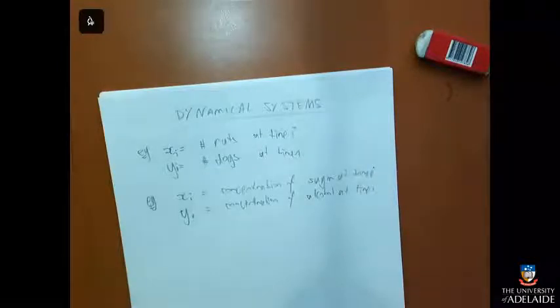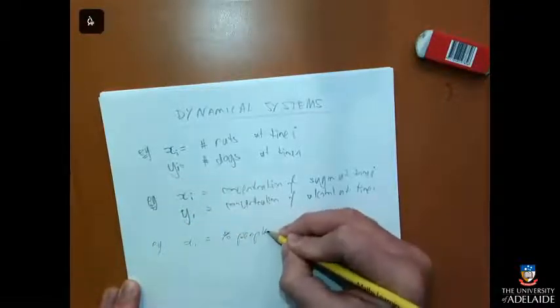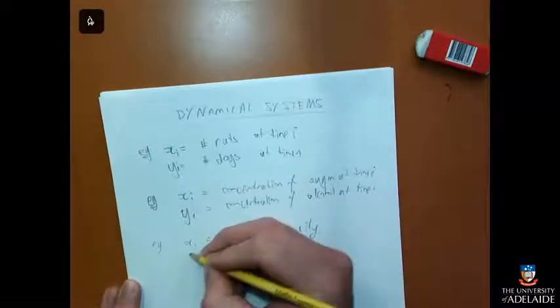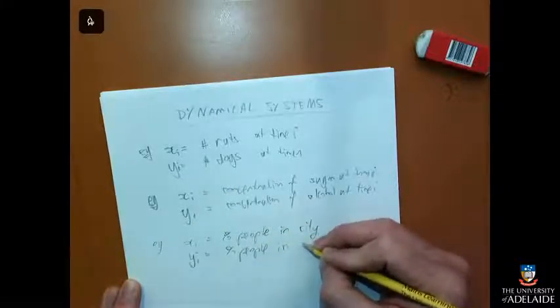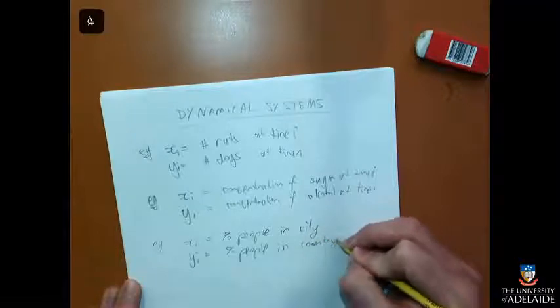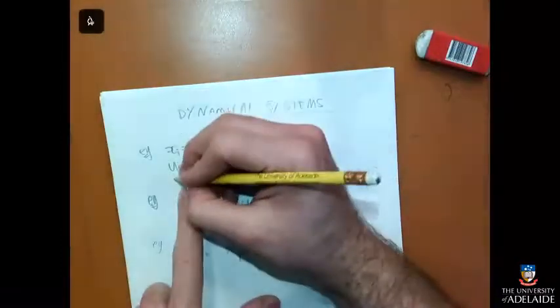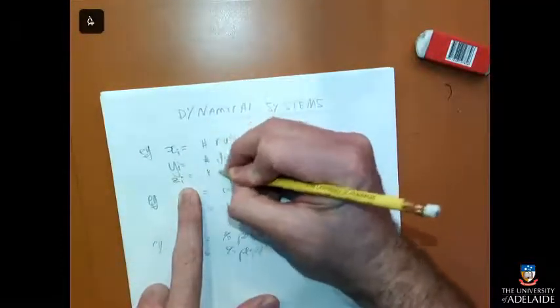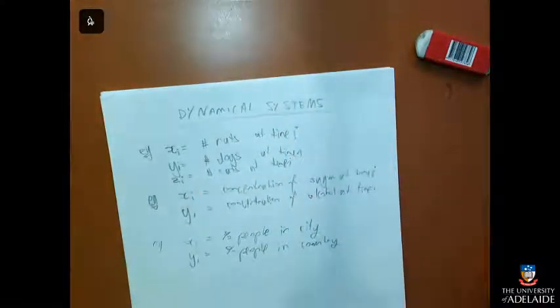Okay, so it can be anything, or it could even be percentages, right? It could be that xi is the percentage of people in the city, and yi is the percentage of people in the country. Anything where there's various numbers to describe it, and they change over time, is a dynamical system. So it may be that you have 3, and maybe this is the number of cats, right? Doesn't matter, they don't have to be 2.